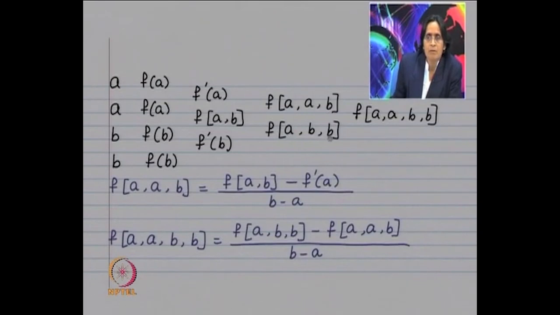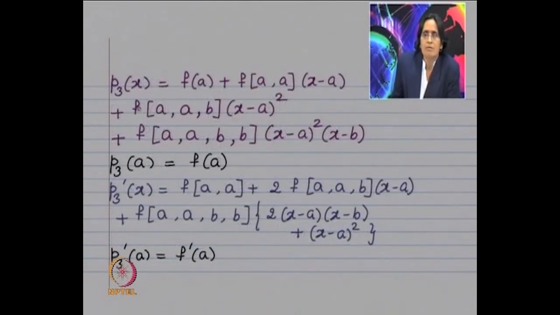Similarly, f[a, b, b] will be (f'(b) minus f[a, b]) divided by (b minus a), and the last term will be given by (f[a, b, b] minus f[a, a, b]) divided by (b minus a). So, this is the divided difference table corresponding to a repeated twice, b repeated twice. Here, one needs to be given the function value at a, the function value at b, the derivative of f at a and the derivative of f at b.